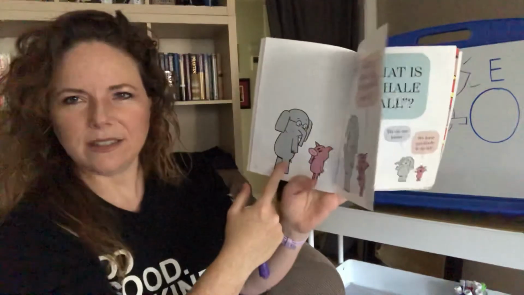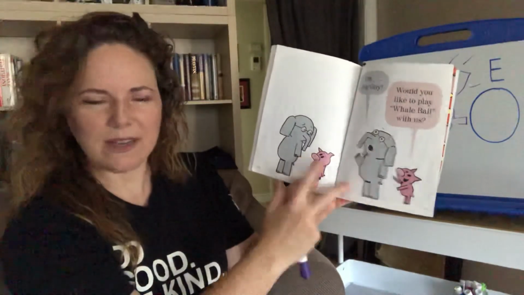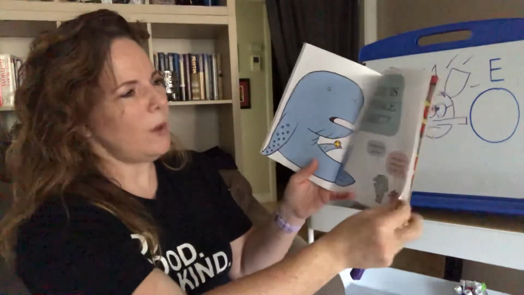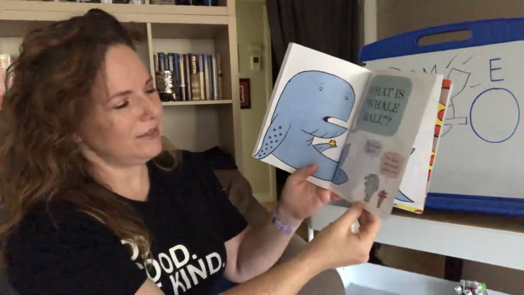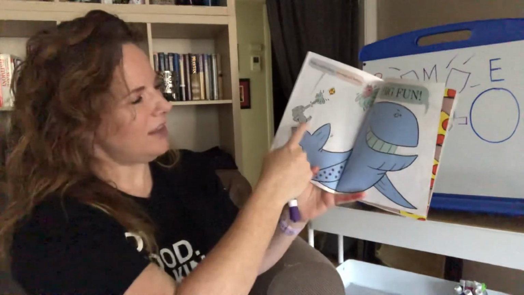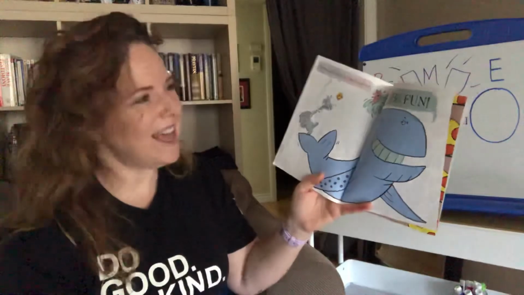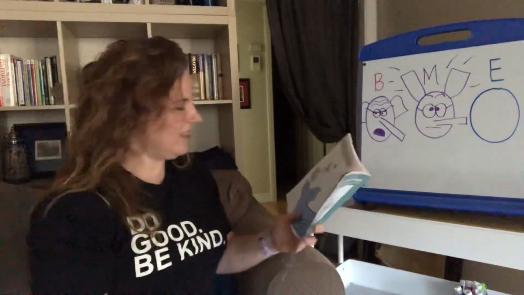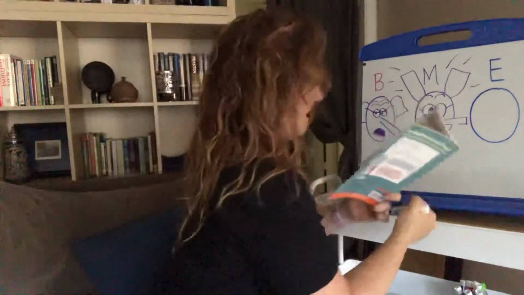Because look here, he's kind of feeling bad. He's like, wait a minute. What is a whale ball? Or what is whale ball? And then they make it up together and look how much fun they're having together. So at the end, Elephant is happy.